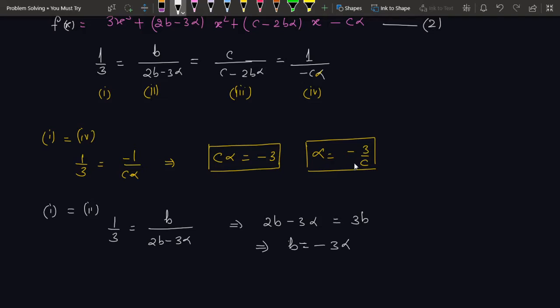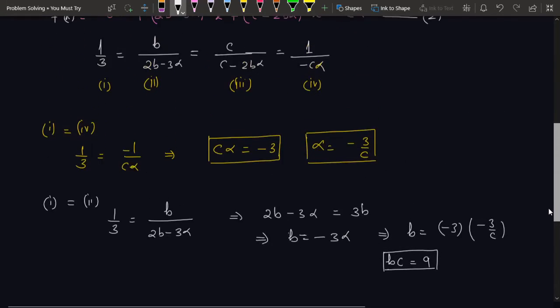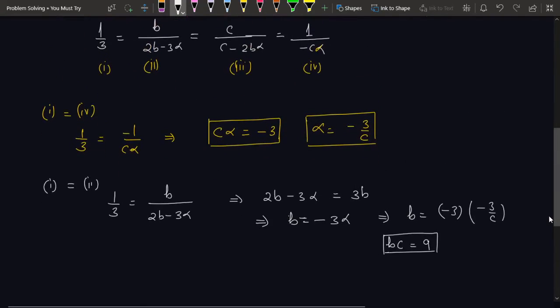But notice alpha is negative 3 by c. Therefore, once we substitute this alpha in here, that will give us negative 3 times negative 3 over c, and so we will have one relation between b and c as bc is equal to 9. Let's save it for the future use. And another equation can be also found by just taking second and third ratios together.